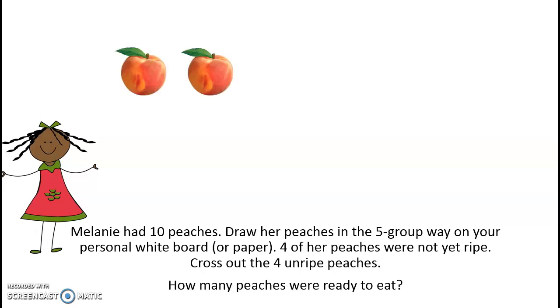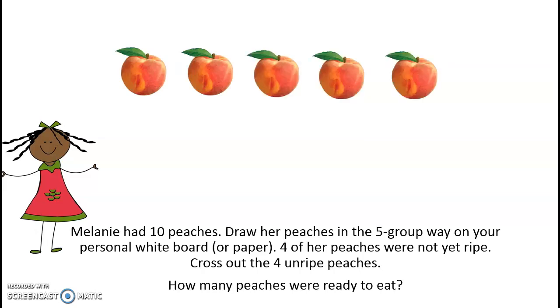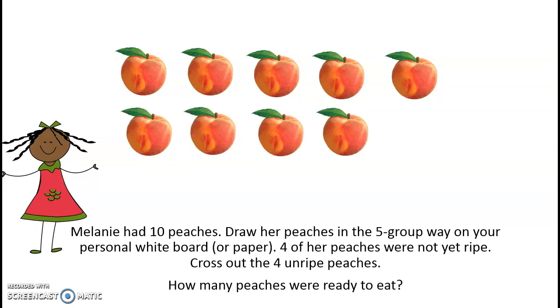1, 2, 3, 4, 5, 6, 7, 8, 9, 10. Melanie had 4 peaches that were not yet ripe. We're going to cross out the peaches that were not ripe. 1, 2, 3, 4.